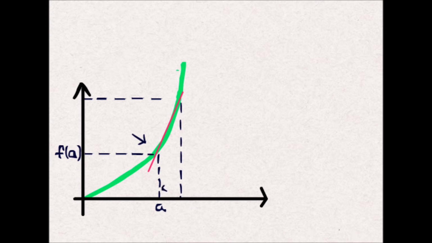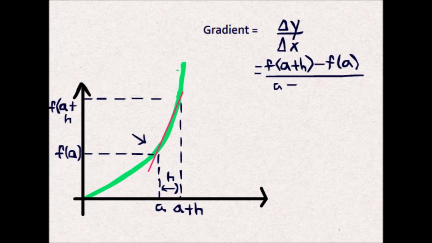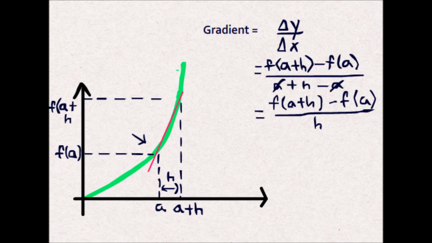We will name the distance between the 2 points h, and the other point would have a coordinate of a plus h, and a y coordinate f of a plus h. Now knowing all these information, we can find the gradient of the secant line. As a result, we would get f of a plus h minus f of a, over h.